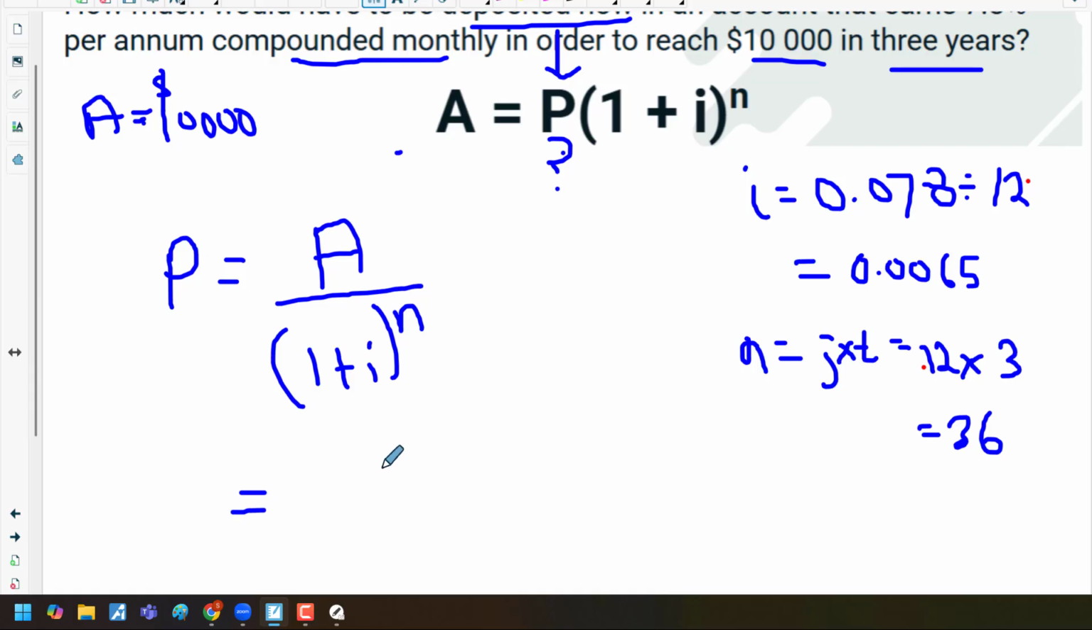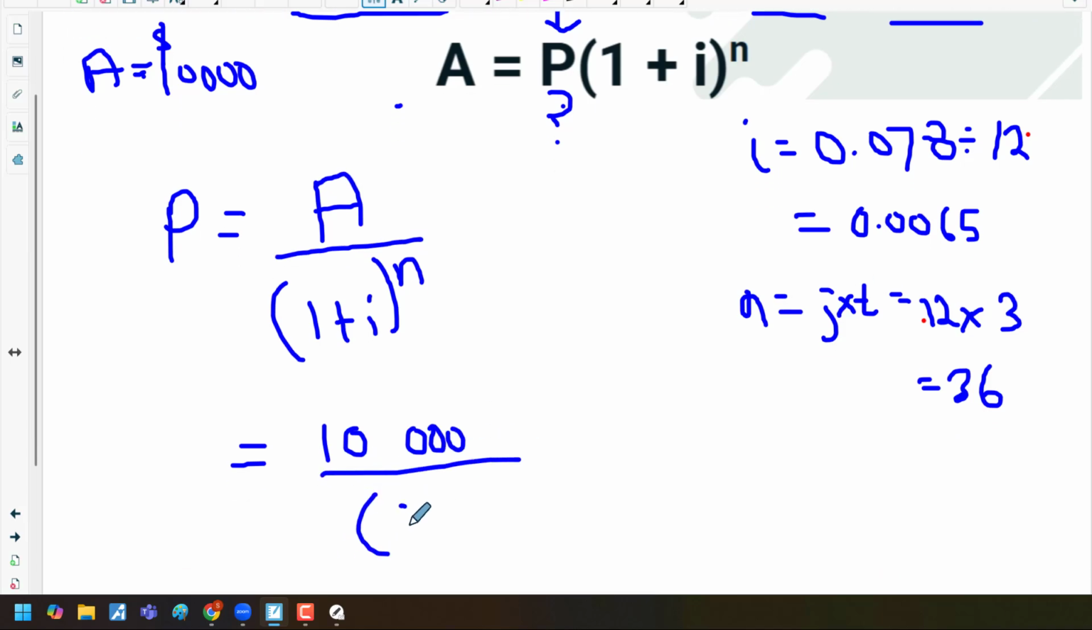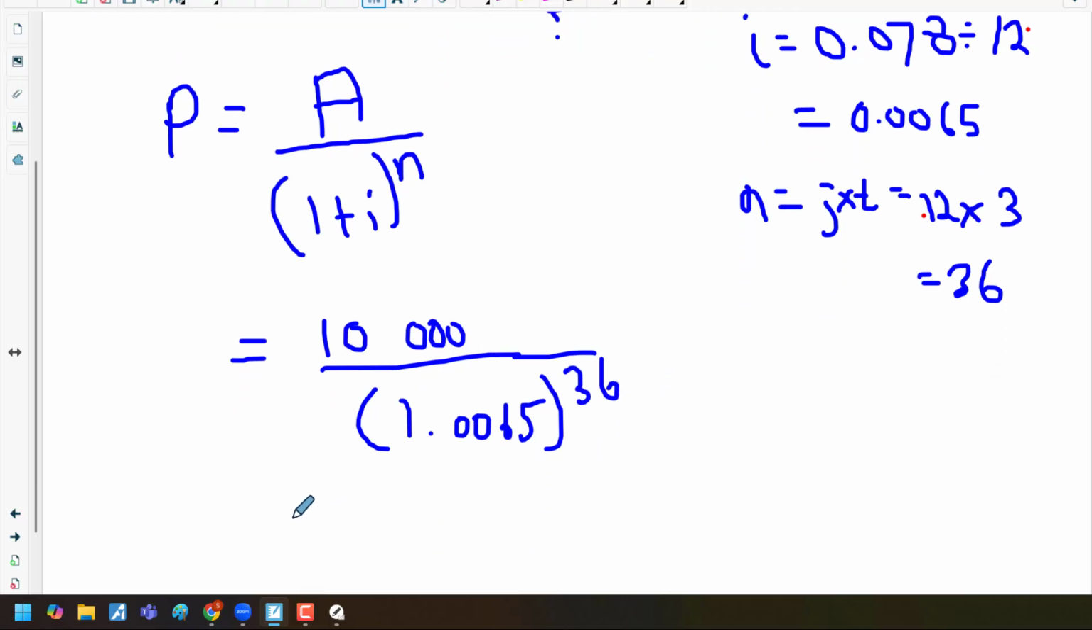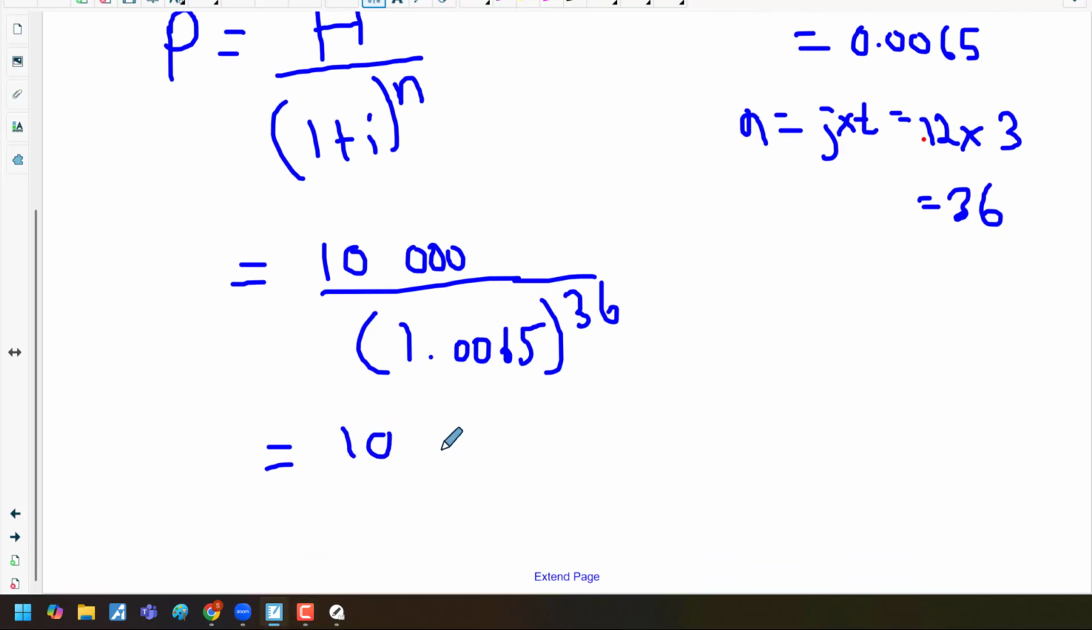So now that we have our equation, it is 10,000 all over 1.0065 to the power of 36. All right, let's do that. 1.0065 exponent 36 is just one really long decimal. I'll write it out for you, but normally I just do this in my calculator because I know how to use my calculator.